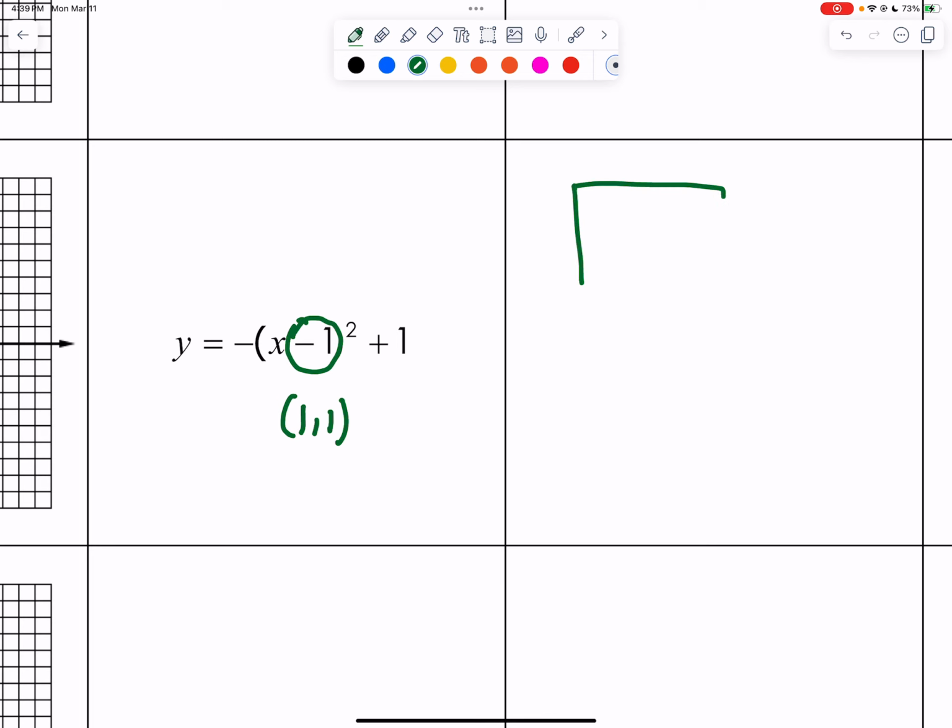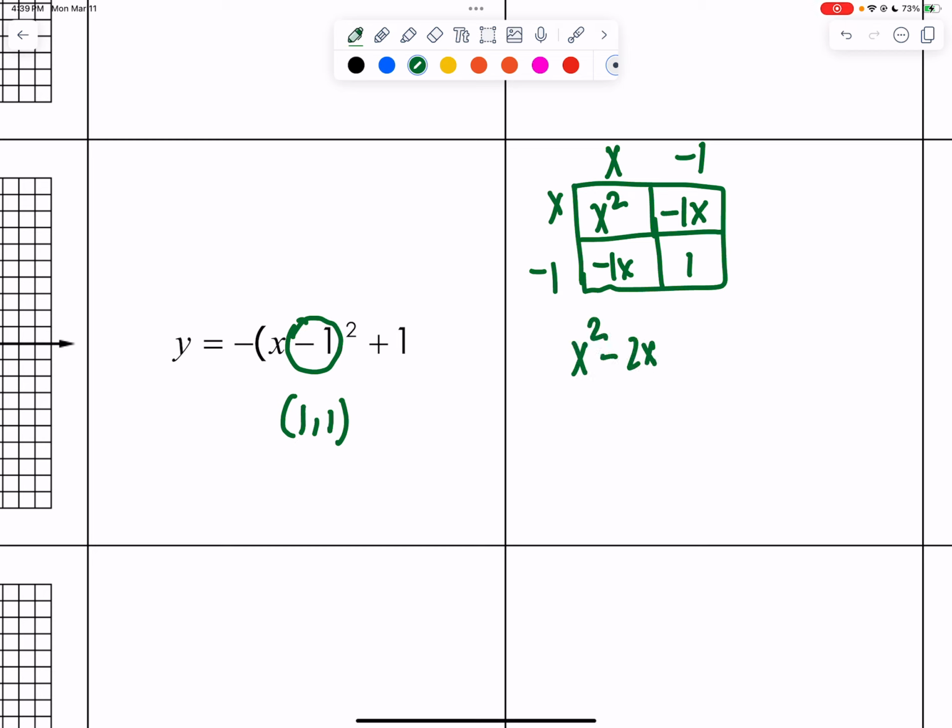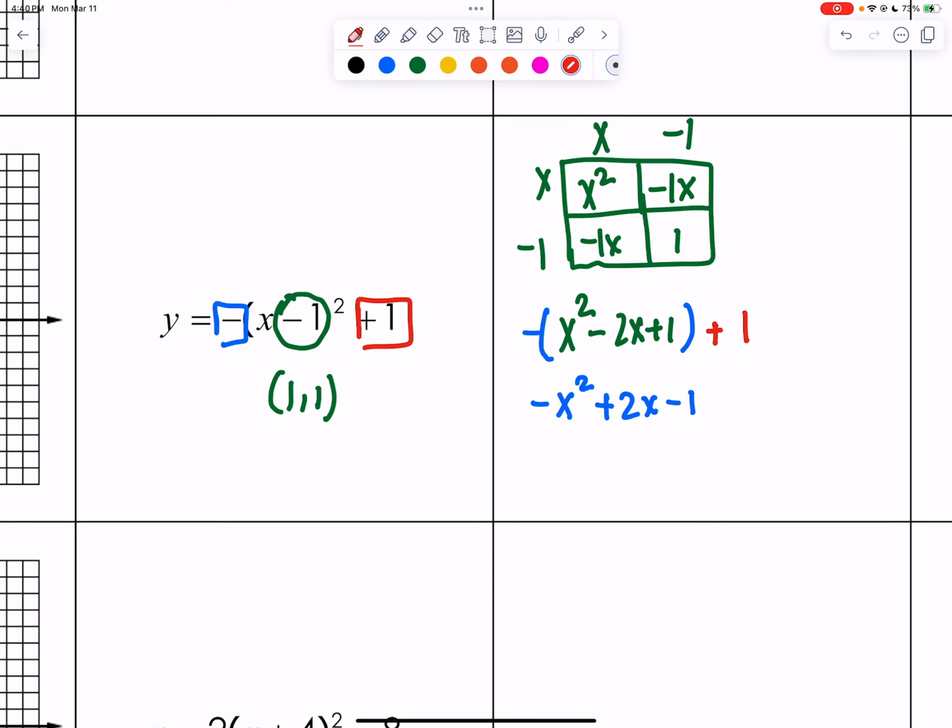I am going to do (x minus 1) squared. That's going to give me x squared minus 2x plus 1. Now don't forget about my negative. And don't forget about the plus 1. So here's my plus 1, and here's my negative. If I simplify my negative, I'm going to get negative x squared plus 2x minus 1. Don't forget about the plus 1 again.